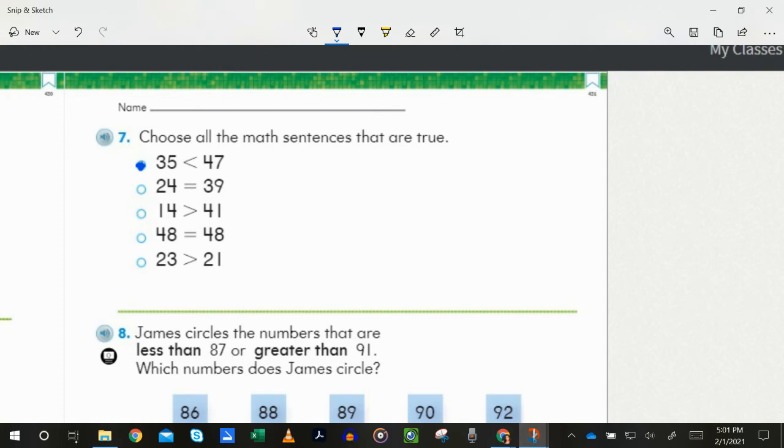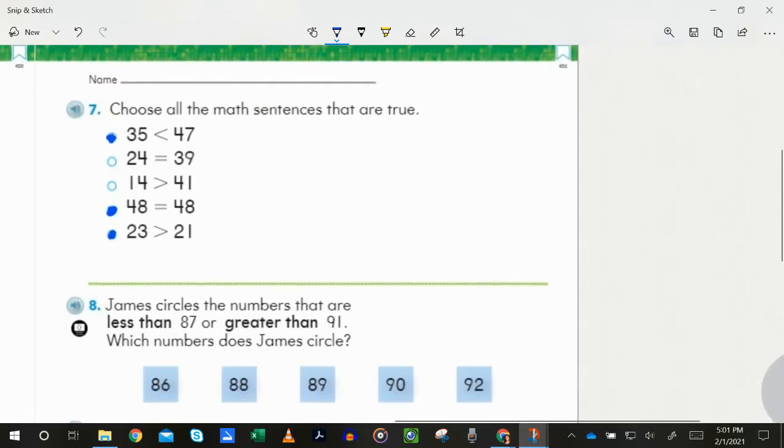Okay, 14 is greater than 41? No. We're going to leave that one alone. The crocodile should be eating the 41, not the 14. Okay, 48 equals 48? Yes, those are correct. 23 is greater than 21. Yes. Okay, they have the same number of tens, and 3 ones is greater than 1 one. And so our crocodile friend is going to eat the 23.